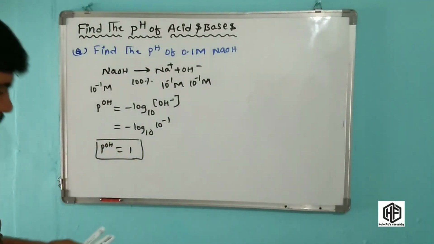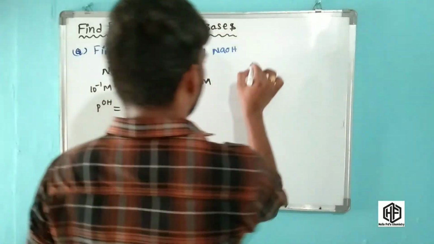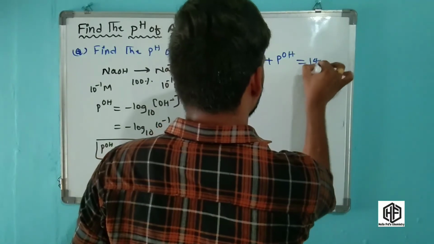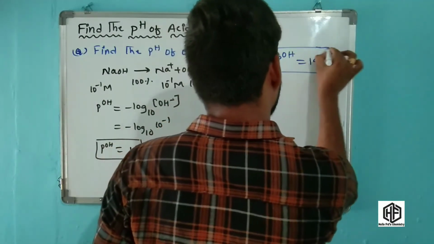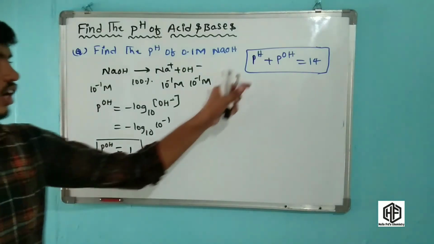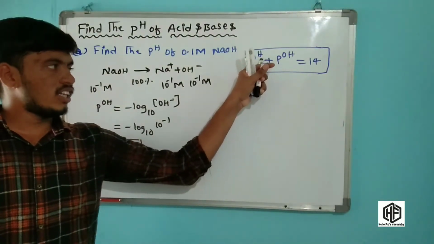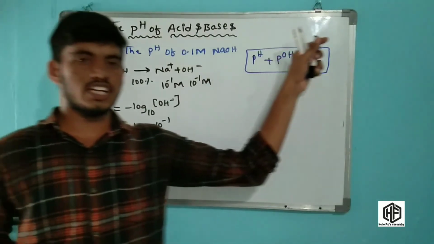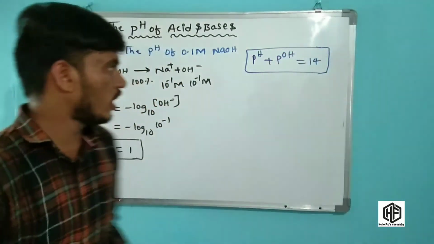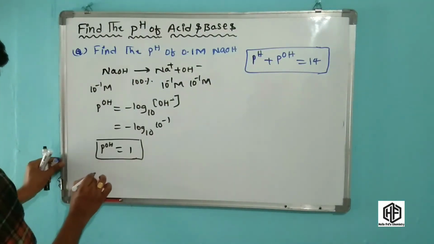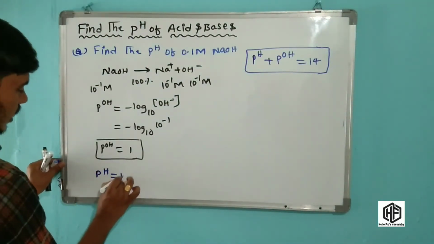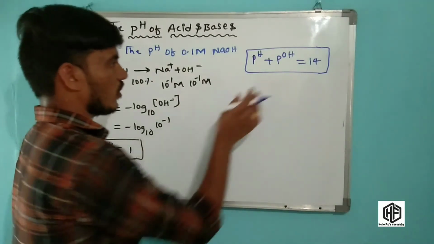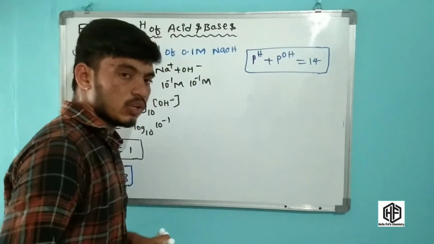Now friends, one more important formula is present. The formula is pH plus pOH is equal to 14. Friends, this is very important. Minus log base 10 of the concentration of H plus ions plus minus log base 10 of the concentration of OH minus ions is equal to 14. Now this formula is used. Now the pH value is 13. Now what is the reason for pH plus pOH being equal to 14?